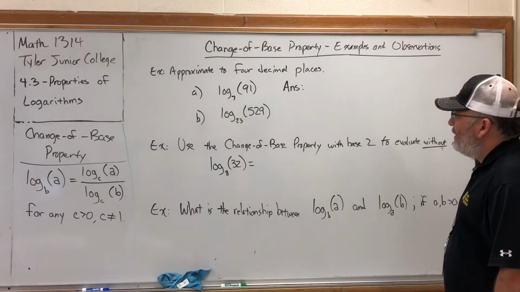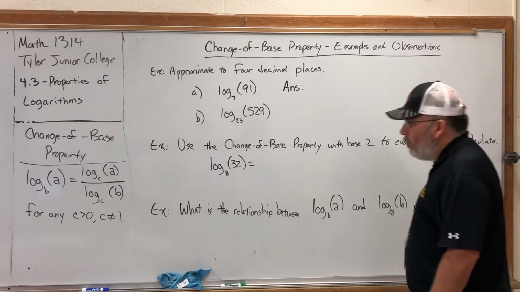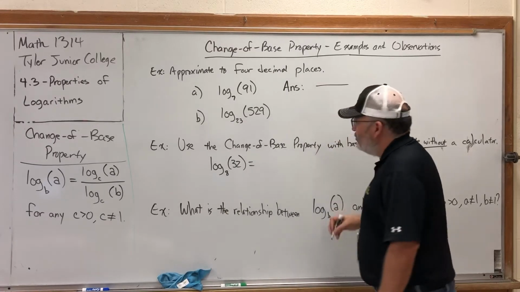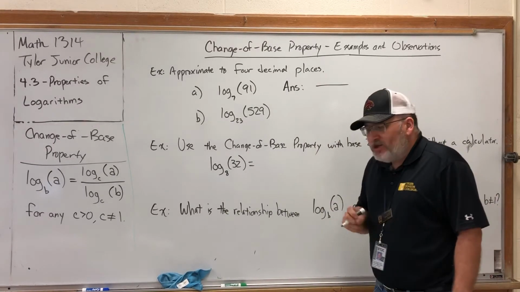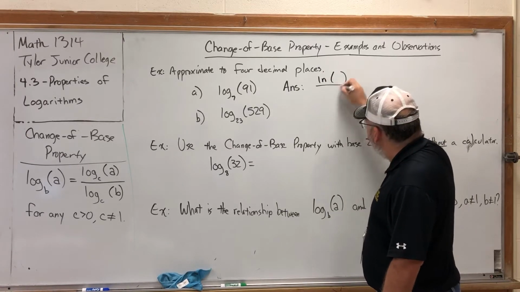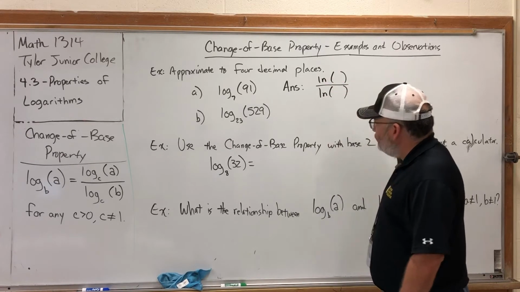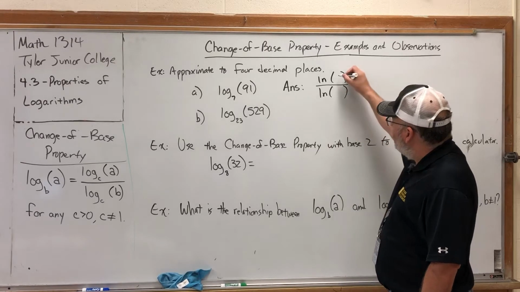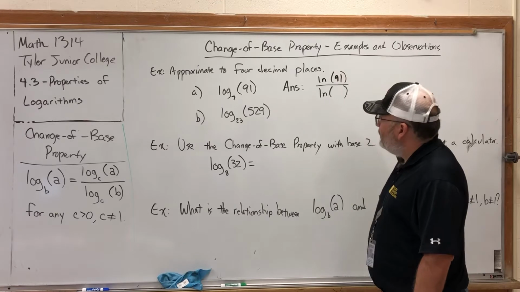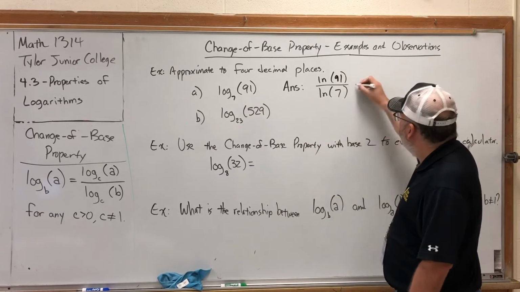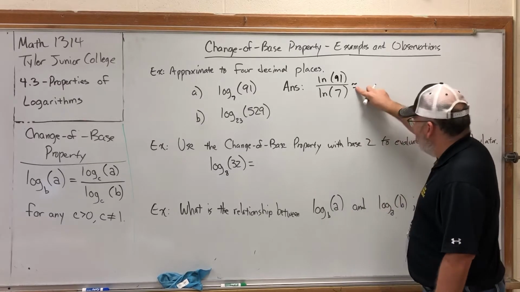If we wanted to evaluate log base 7 of 91, all we have to do is set up a ratio of logarithms using any base we want. I'm going to use base e, which means I'm going to use natural logarithms. Just remember, the original argument is the argument of the logarithm in the numerator. The original base is the argument of the logarithm in the denominator. You can put that in a calculator.